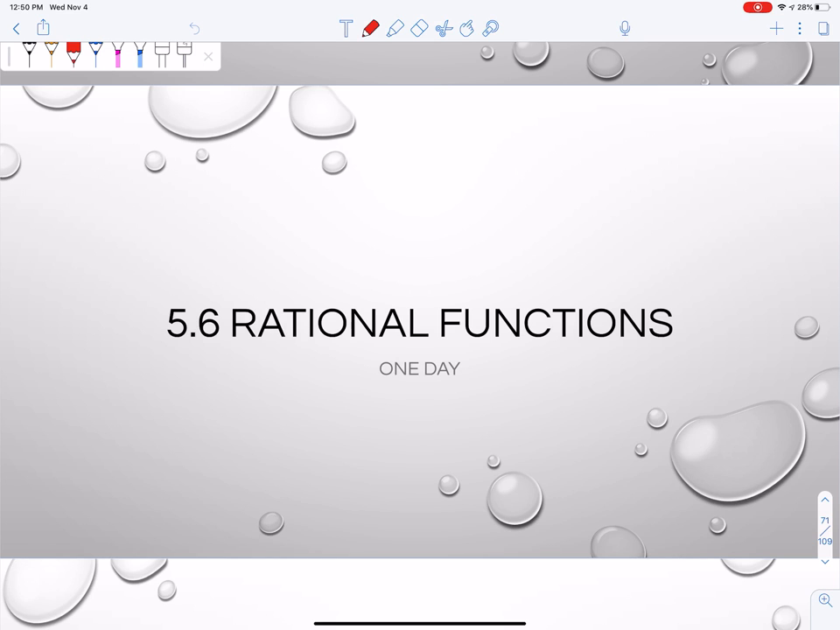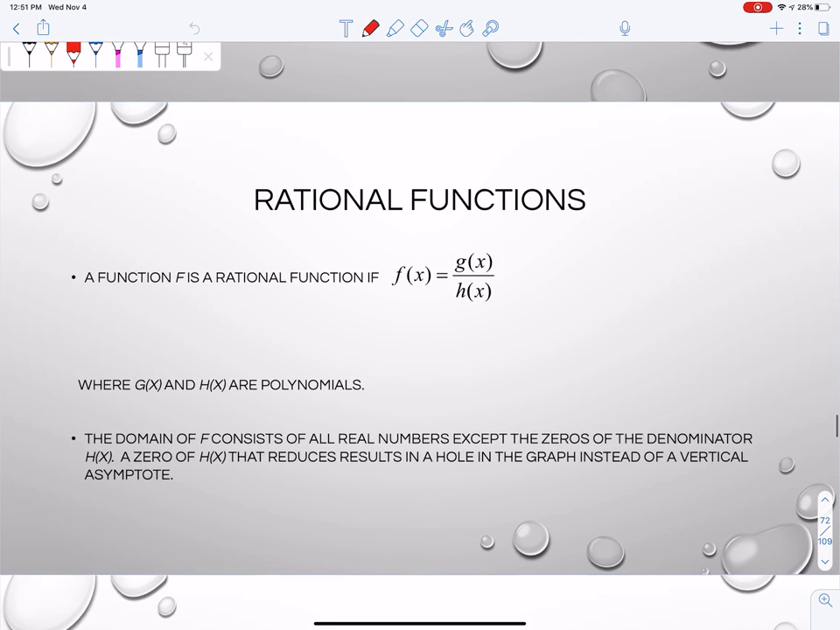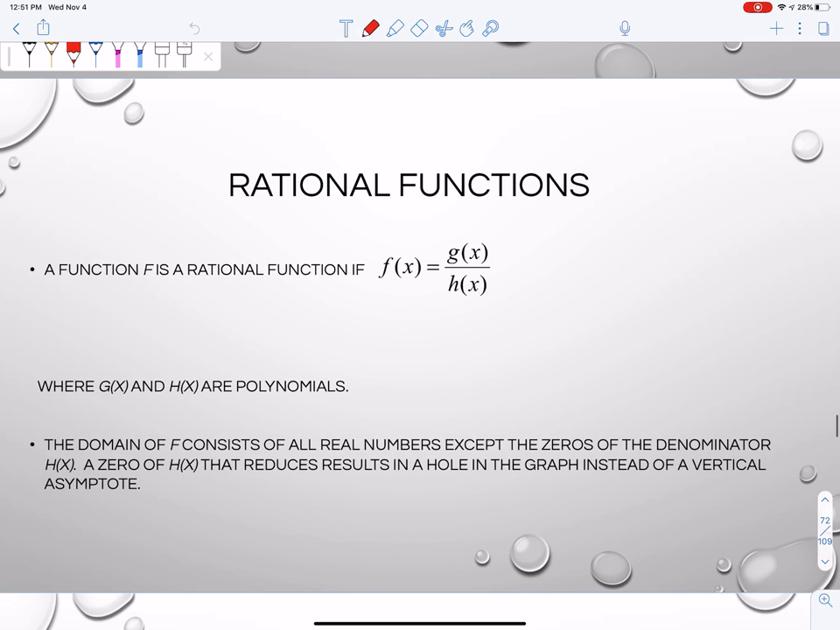All right, so in our next section, we're going to take a look at 5.6, which is rational functions. So what is a rational function? Well, a rational number is one that can be expressed as a fraction. The same thing, a rational function is a function that can be expressed as a ratio or a fraction of two other polynomial functions. So here f of x equals, for example, g of x divided by h of x, where g and h are both polynomial functions.